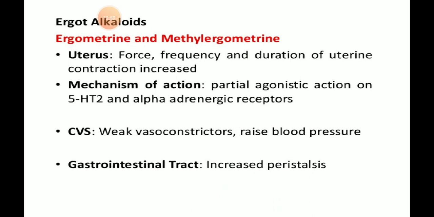Their mechanism of action is due to their partial agonistic action on serotonergic receptors as well as alpha adrenergic receptors. They cause contraction of uterine smooth muscle. That is the oxytocic action, but the magnitude of response depends on the alkaloid employed and the dose. The amino acid alkaloids show a delayed but powerful response.